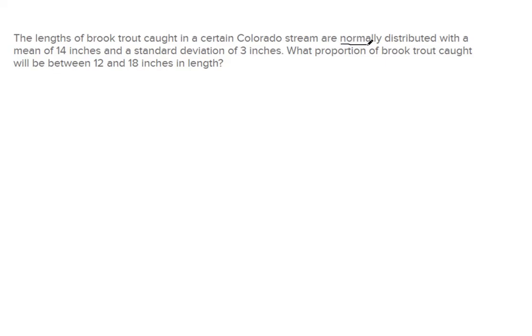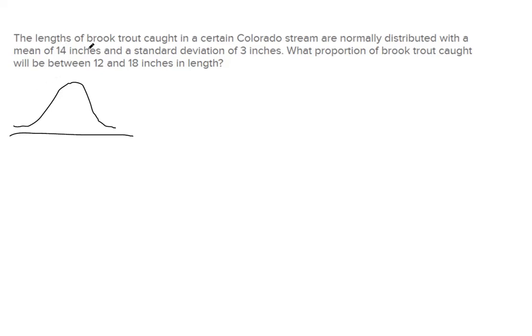When we see this word normally distributed, that means we should be thinking about a bell-shaped curve. And the bell-shaped curve means we could use a z-table to help us estimate probabilities. Okay? So for this question, we saw normally distributed. That means we want to think z-scores. That's the long and short of that.